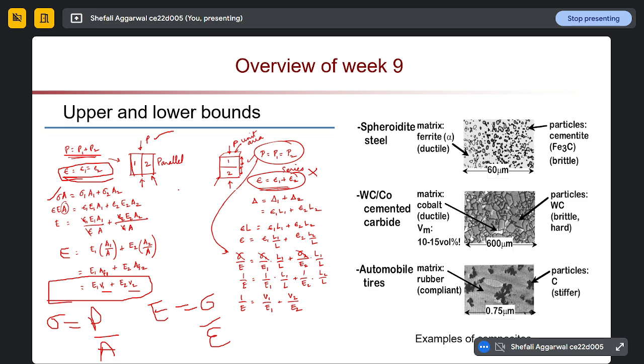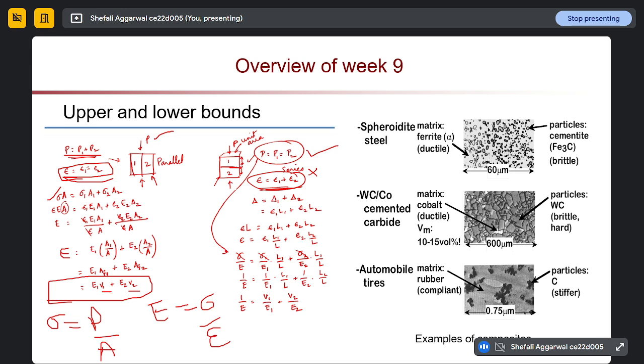In the same way, if we talk about the lower bound, both the materials are in a series kind of structure and load is applied in this way. So what is happening when we are applying load? Both the panels are facing equal load. So P is equal to P1 is equal to P2. However, in this case strain is divided into two parts. So epsilon is equal to epsilon 1 plus epsilon 2.